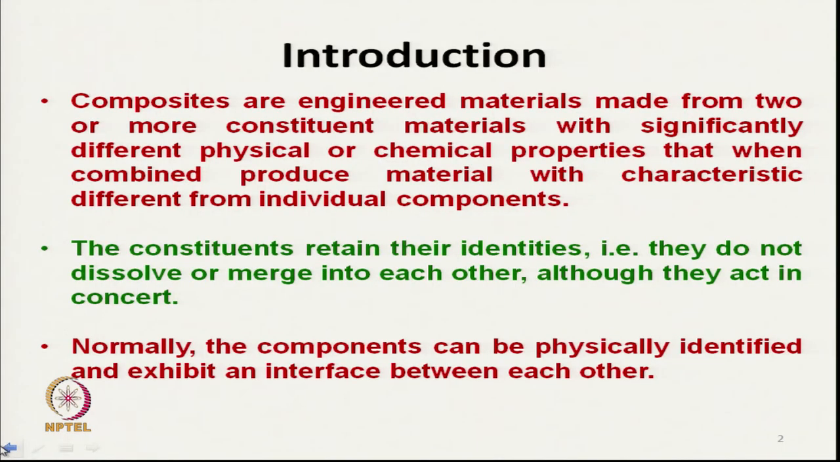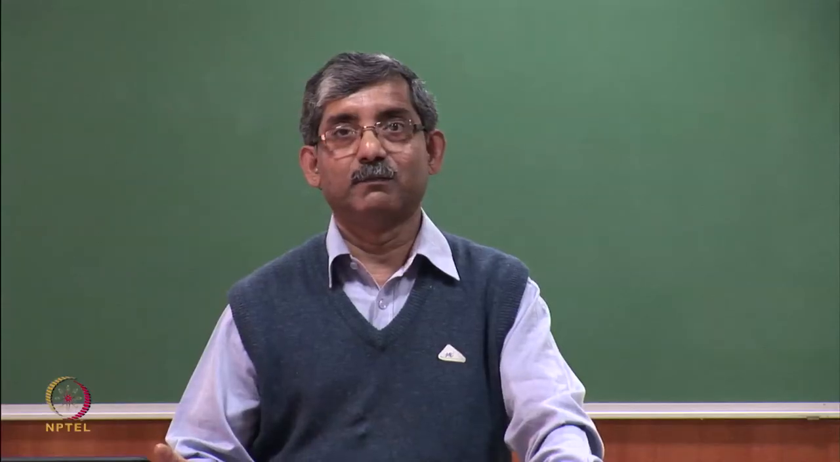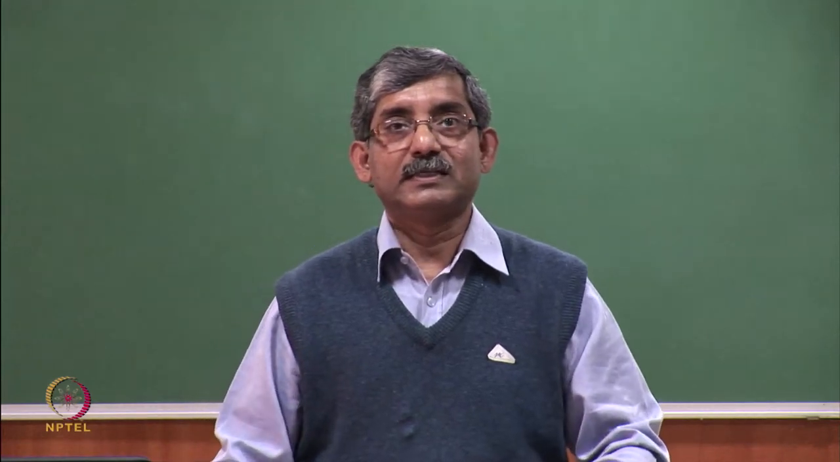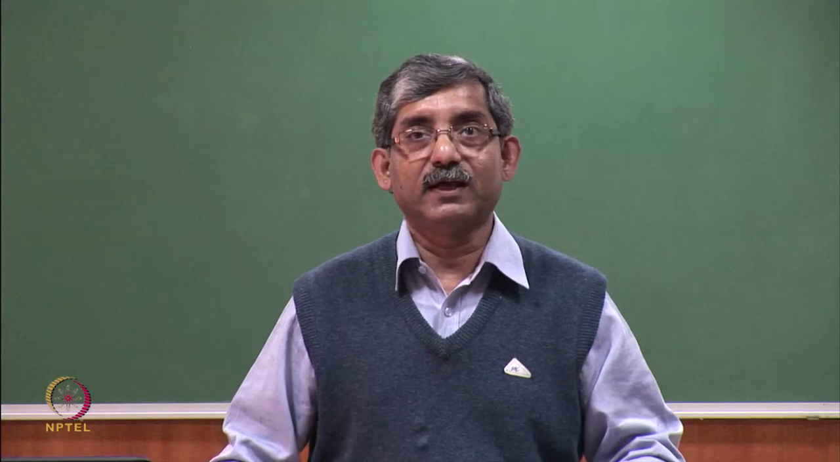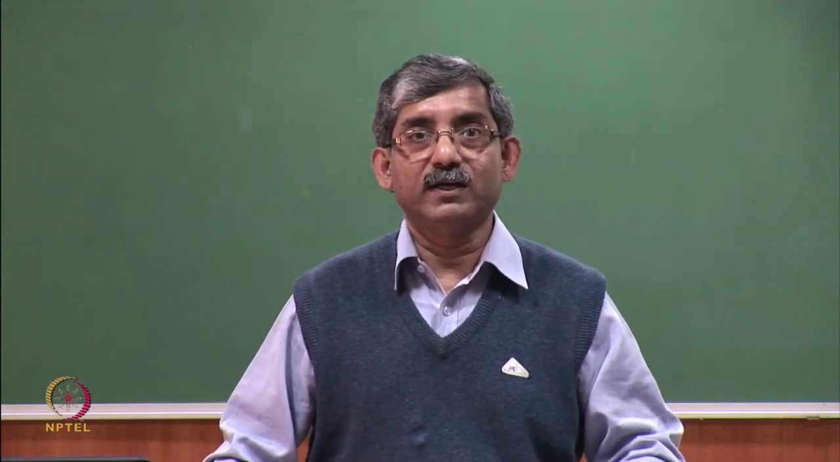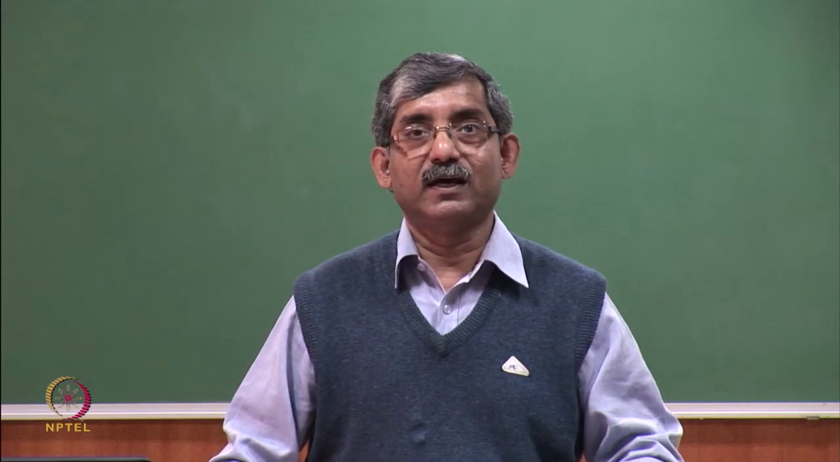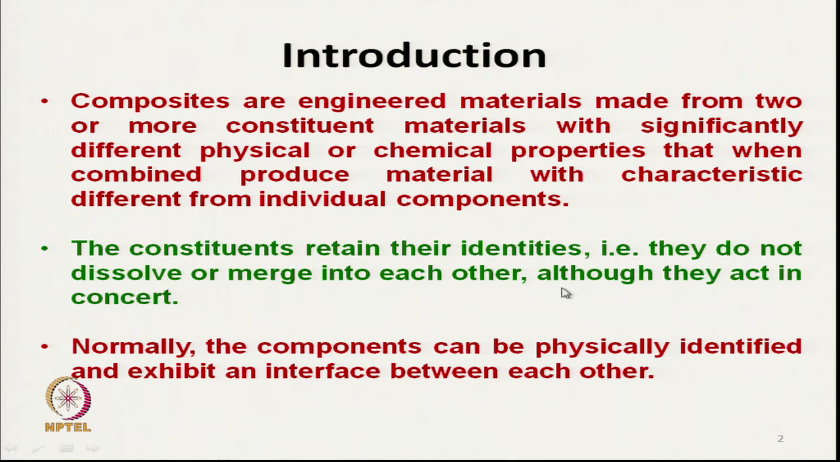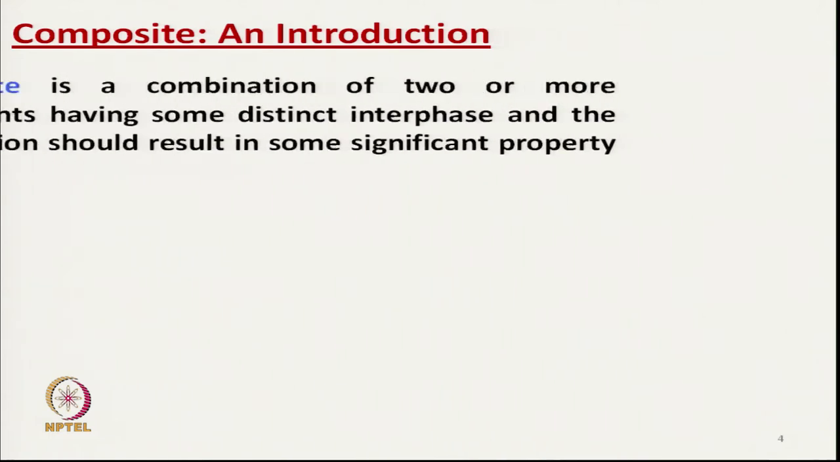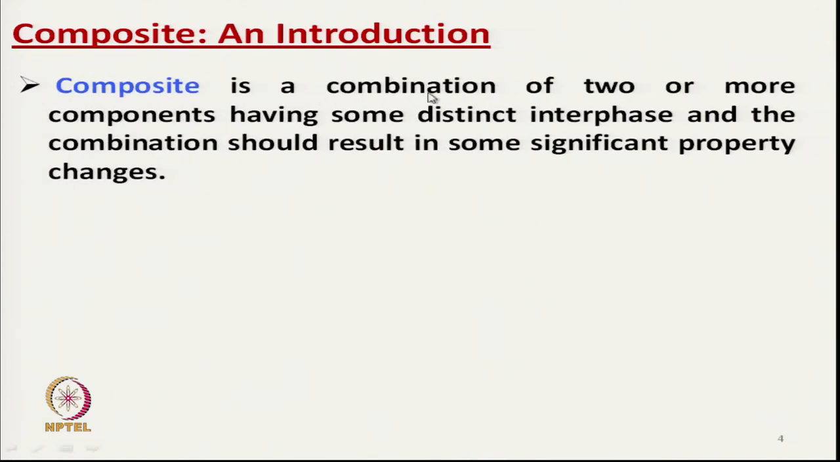So, these are engineered materials made from two or more constituent materials with significantly different physical and chemical characteristics. This part I have already discussed. They are able to retain the identity of individual components. It is a combination of two or more components having some distinct interface. The combination should result in some significant property change.